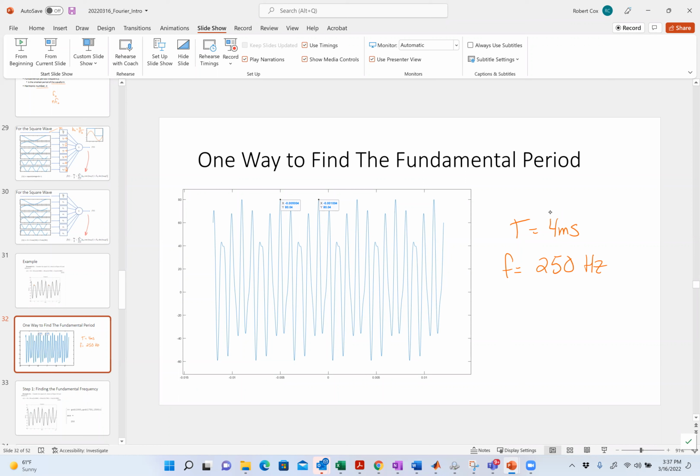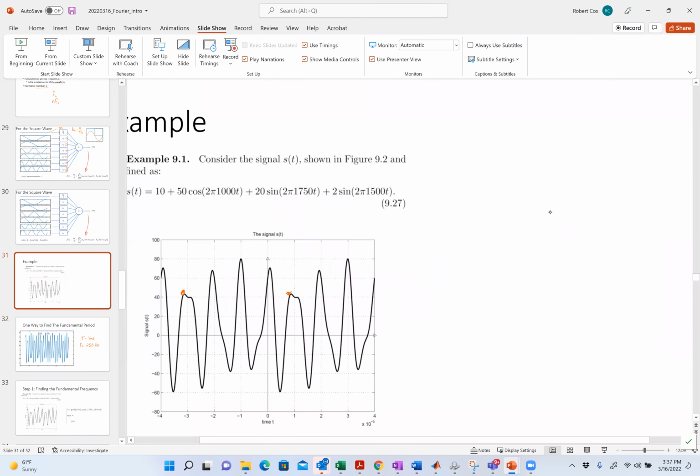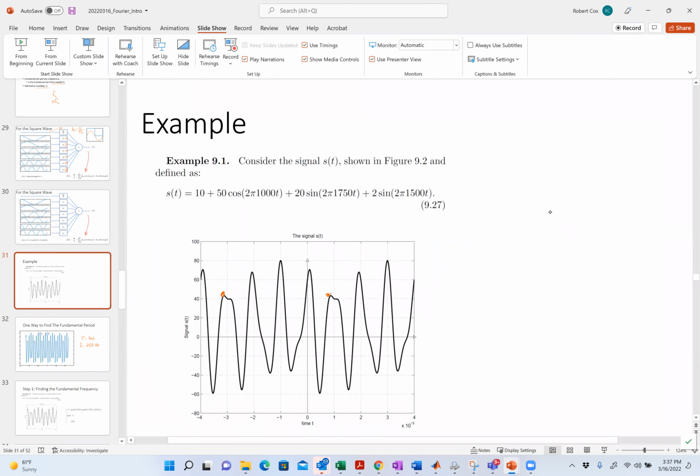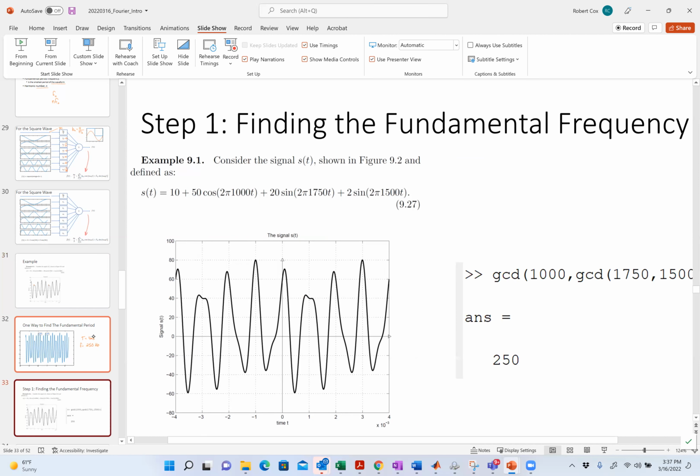So the other way of looking at something like this is if I have something like I've given you here. Notice these guys clearly are weird: 1000, 1750, 1500. The largest period corresponds to the fundamental frequency. One way to determine that, the book talks about this, is to look for something called the GCD, or the greatest common divisor. Something you probably haven't thought about since middle school or something. The greatest common divisor.